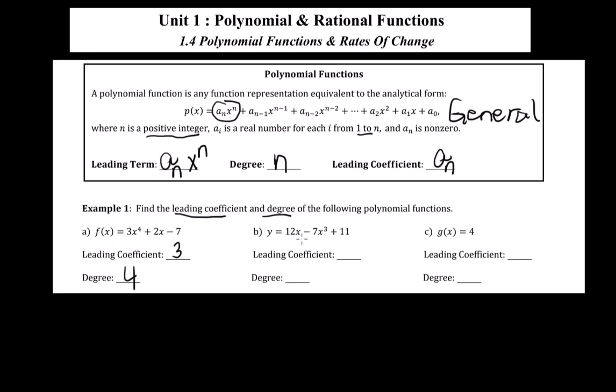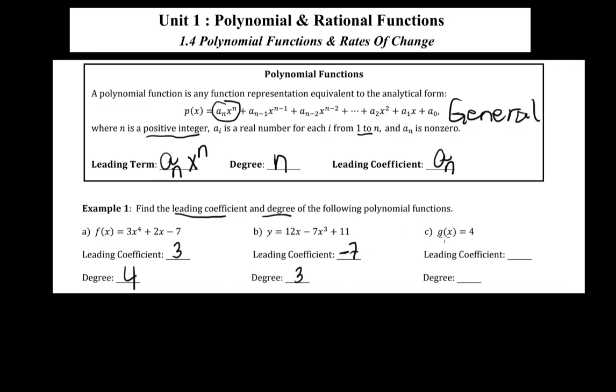Now on B, y equals 12x minus 7x power 3 plus 11. Then we can see the highest power is x power 3, and the coefficient associated with x power 3 is negative 7. And the degree of this polynomial function is 3.